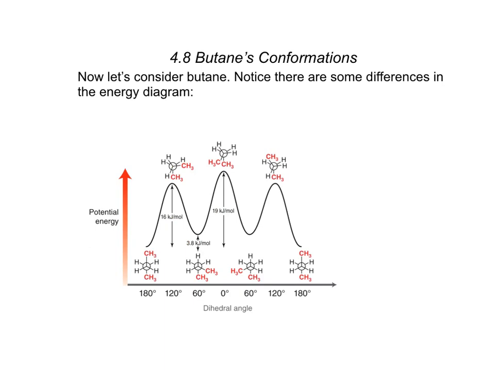Okay, so now we're going to move on to butane. And this is where we're going to start to see some differences with respect to these energy levels, right? So I'm going to go ahead and draw out the bond line structure of butane. Right, so we'll start 1, 2, 3, 4. So we have butane here. Again, what we're going to be looking down is the C2 to C3 bond axis, right?